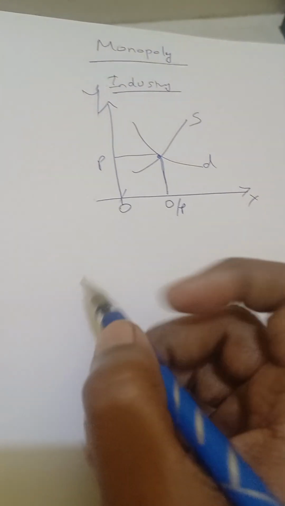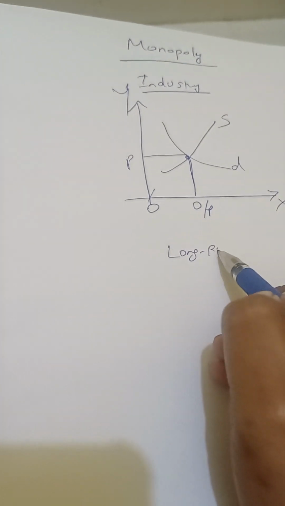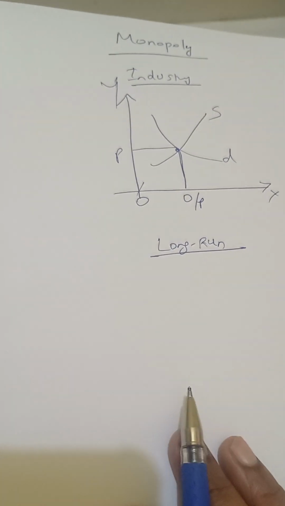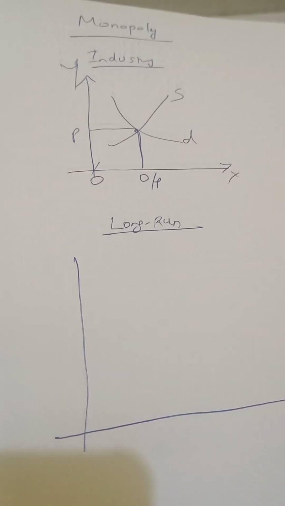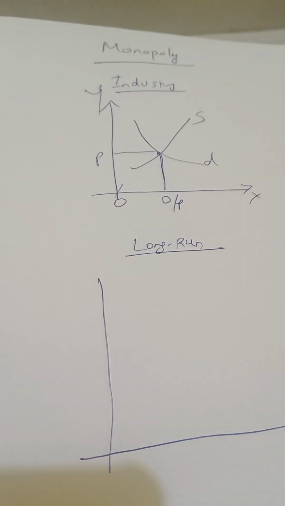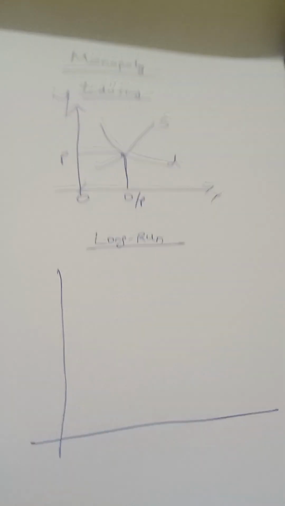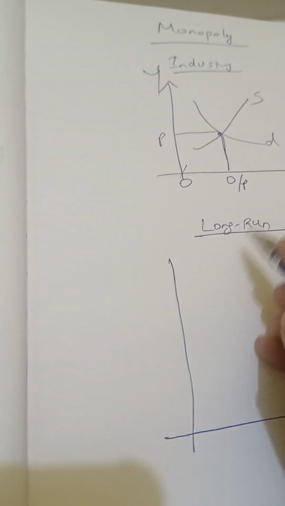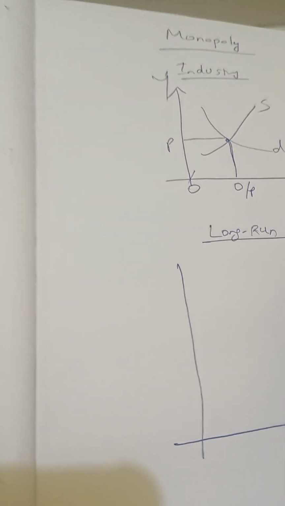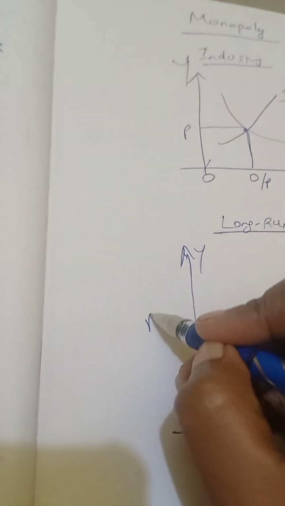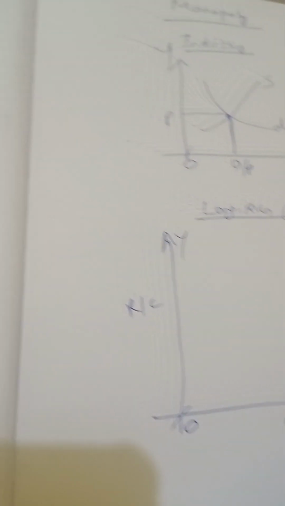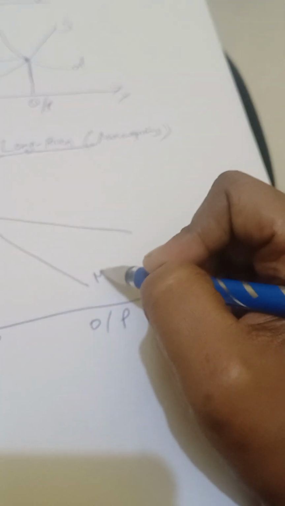You have price along the y-axis and the output along the x-axis. Then in the long run, in the case of monopoly, you have a case of supernormal profits, because in the long run it is always supernormal profits for the monopoly. So in the case of monopoly, we take long run cost curves. You have revenue and cost and output here, and here you have the marginal revenue curve, which is lower than the average revenue curve. This is the basic graph for monopoly.